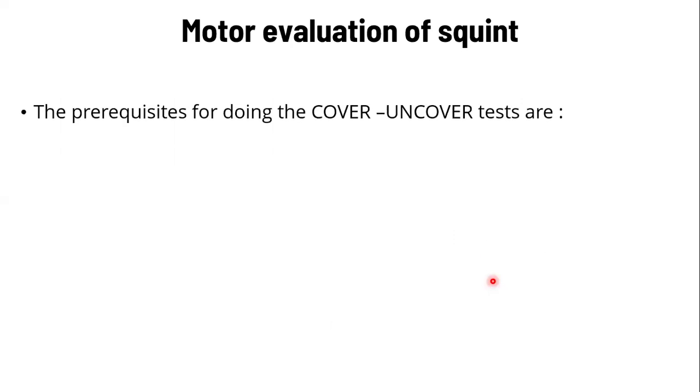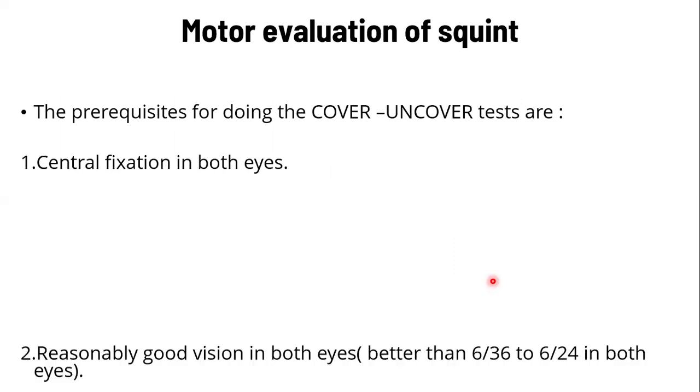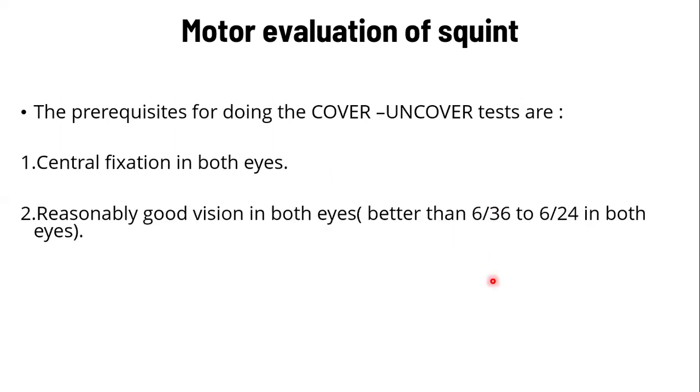So as I mentioned, prerequisites for doing the cover and uncover test are central fixation in both eyes, reasonably good vision in both eyes, better than 6/36, and no gross ocular movement limitations. Because again, in a patient with, for example, complete third nerve palsy, it is extremely difficult to estimate the angle of deviation because the eye is not moving at all. There is no adduction, no elevation, no depression. So even if you put any prism over the same eye or on the other eye, there will be no proper movement.